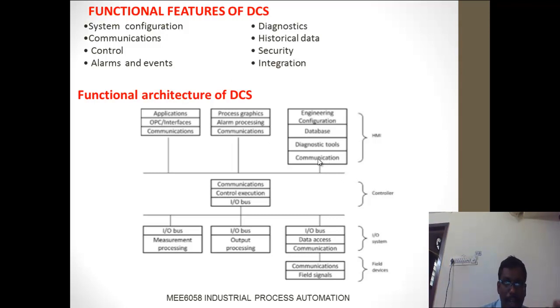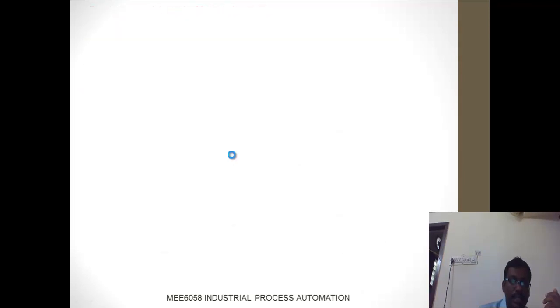That means troubleshooting and diagnosis will be done as quickly as possible, and it's user friendly. There's no need to write a program, and operators do not need good knowledge or trained knowledge on the programming side. Apart from that, we have alarm processing, communication, and the transient database. This is the functional architecture of DCS.